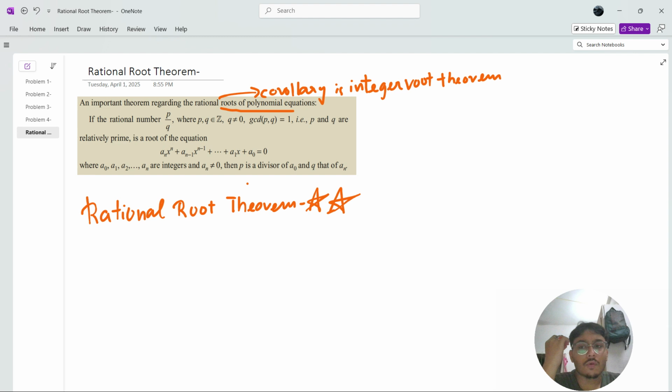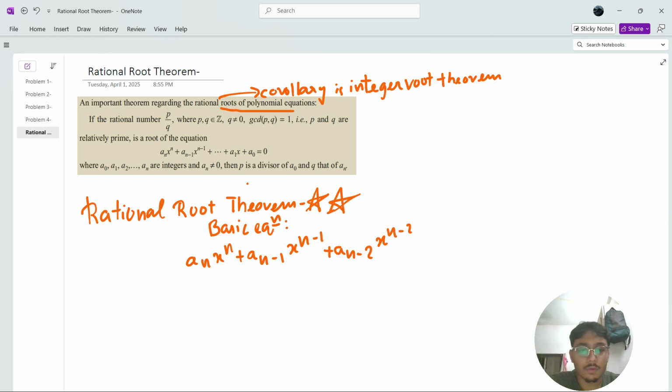What are we given here? We are given a polynomial equation, the basic polynomial equation, the general form, which is a_n x to the power n plus a_(n-1) x to the power n minus 1 plus a_(n-2) x to the power n minus 2 plus ... plus a_1 x plus a_0 is equal to 0. This is my basic equation.